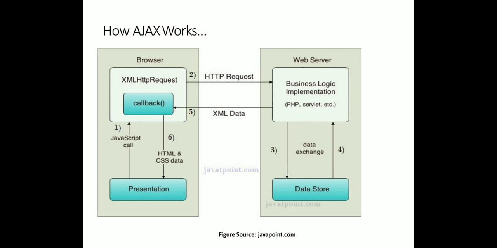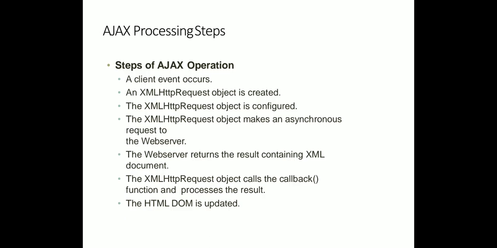So this is all about Ajax working. There may be a 6-mark question in your university exam, like draw and explain how Ajax works with the help of a suitable example. So you have to give the example, draw this diagram as well, and define all the steps. This is about Ajax working. Then Ajax processing steps can be seen.